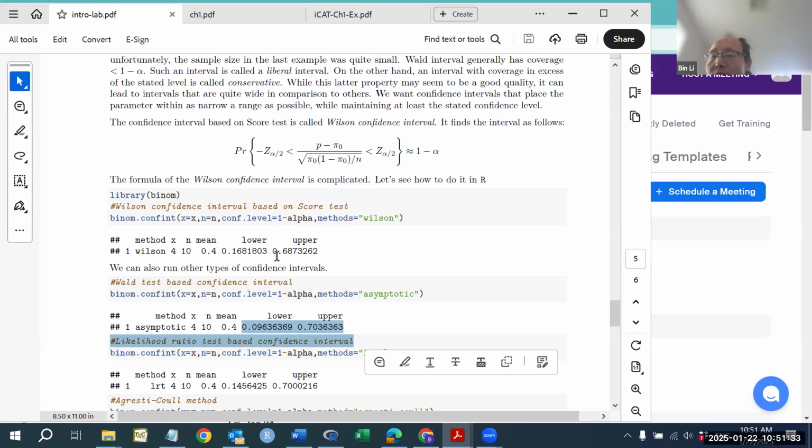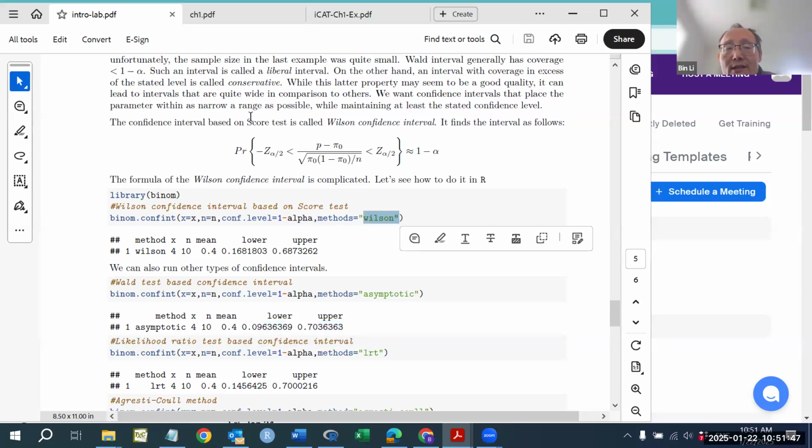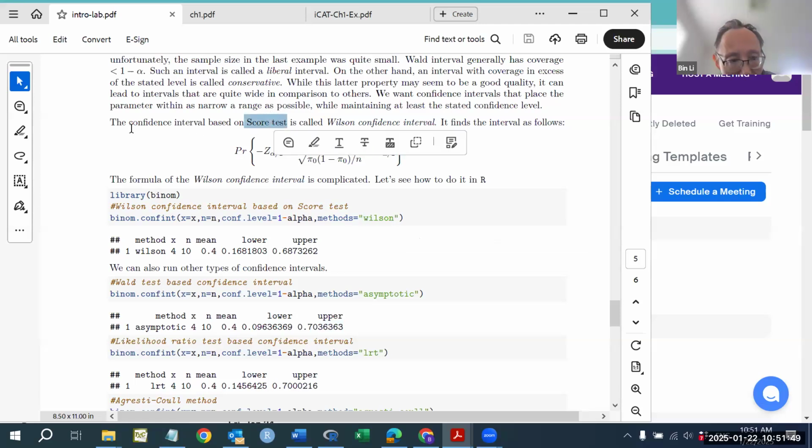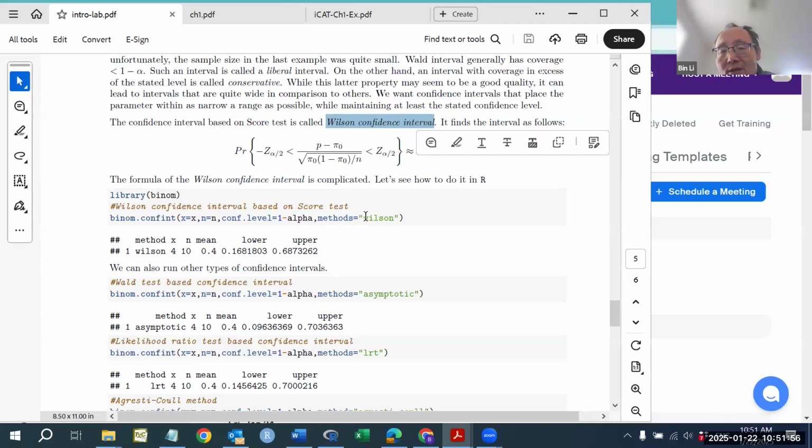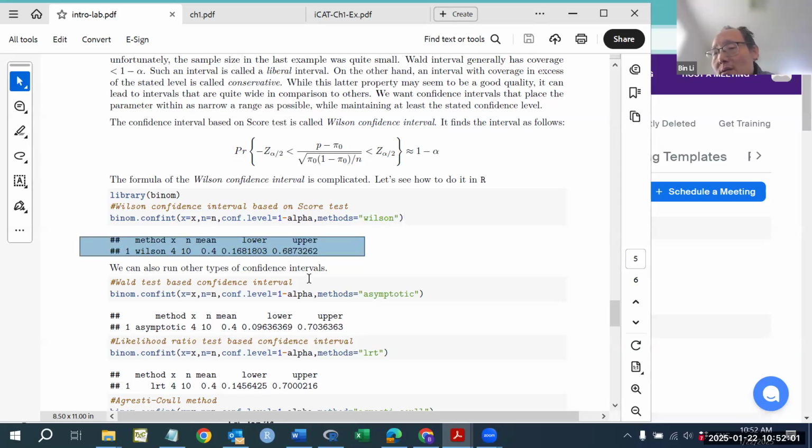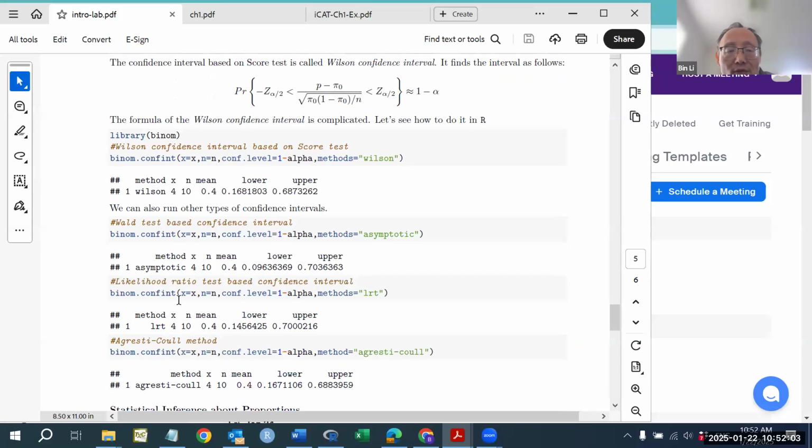And if you want to do the score test, the score test confidence interval cannot be calculated by hand. It's not that easy. So you can use the method Wilson. Why? Because the confidence interval based on the score test is also called Wilson's confidence interval. So that's why the method is Wilson. That's the confidence interval based on the score test. For the likelihood ratio, the method is LRT.